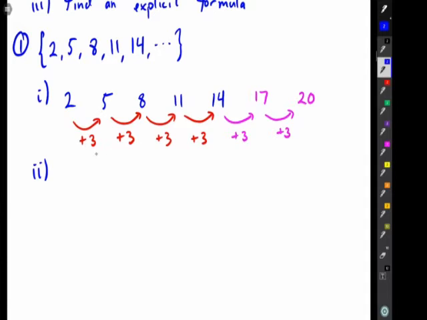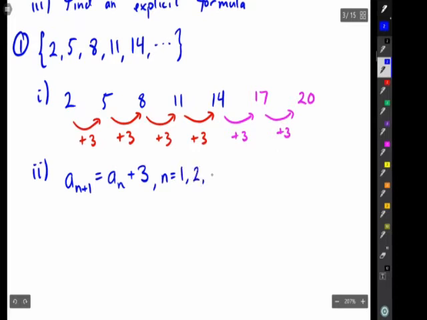So look what happens. We have to keep adding 3 each time. So what we're saying is, to get, say, the 4th term, we have to take the 3rd term and add 3. So the pattern there is, to get the next term, we have to take the previous term and add 3. This applies for n starting at 1. And then here, if we just add on a1 is 2, there we go.